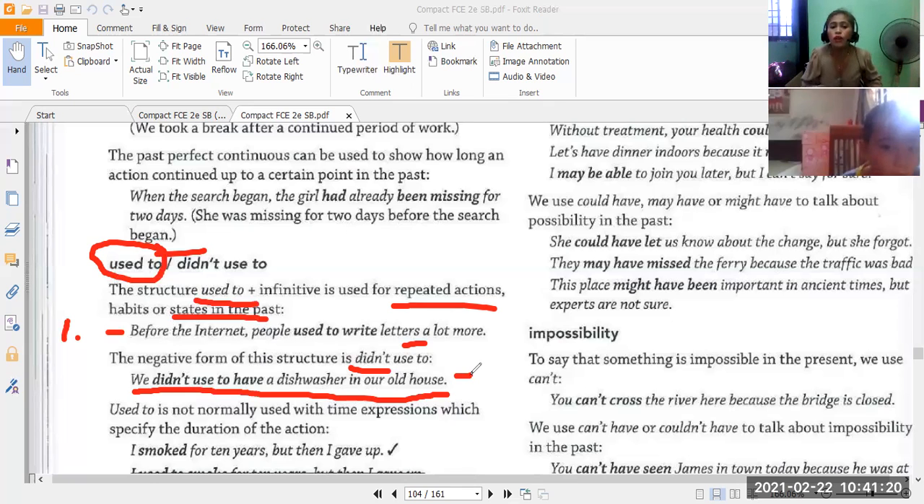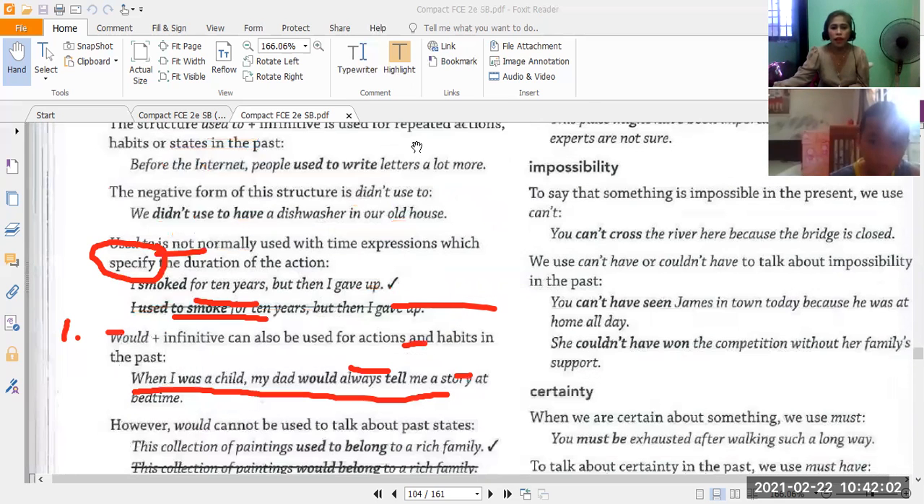We will not say that we are not used to have. It's wrong. We have to use didn't used to. That's the right pattern. You will not say we was not used to have a dishwasher. No, it's wrong. The pattern is didn't used to. Okay, very good, Kayo. Good job. I will erase this one.